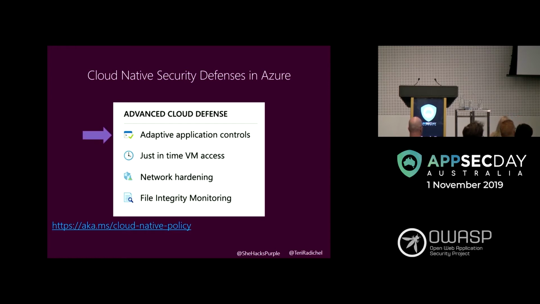So the first one is adaptive application controls, which is actually whitelisting. Why did they call it that? I don't know, because I'm not in charge. But basically, if you have a server, you can put a list of things that are allowed to run on it and nothing else is. And it goes really nicely with the one at the bottom, file integrity monitoring.